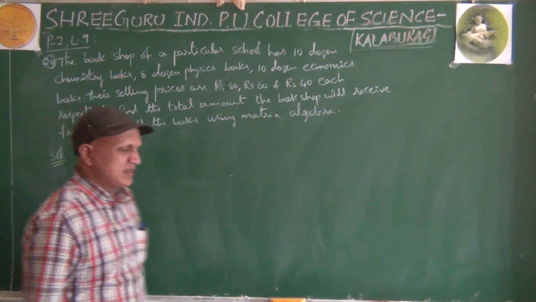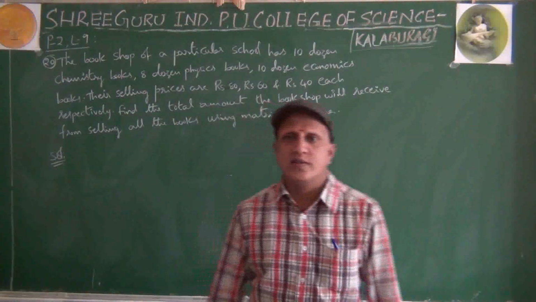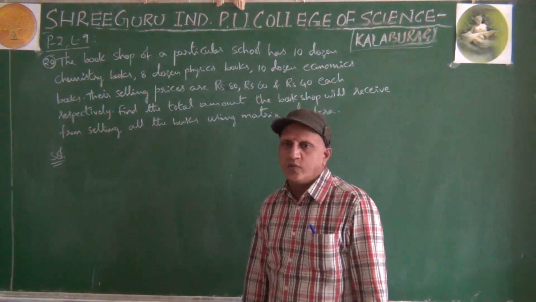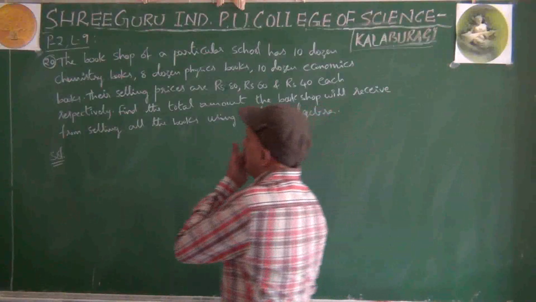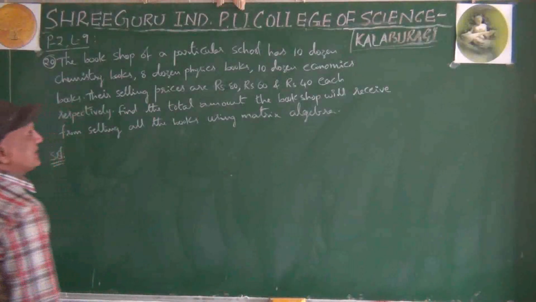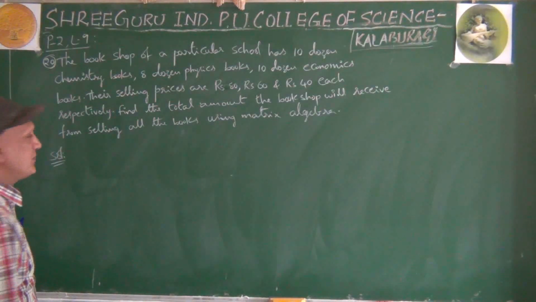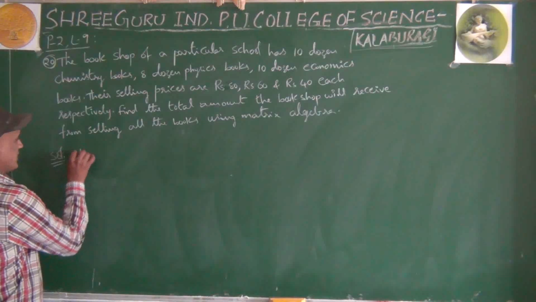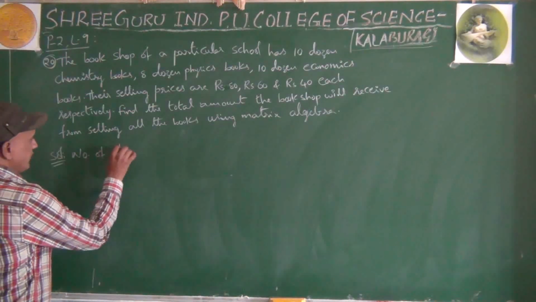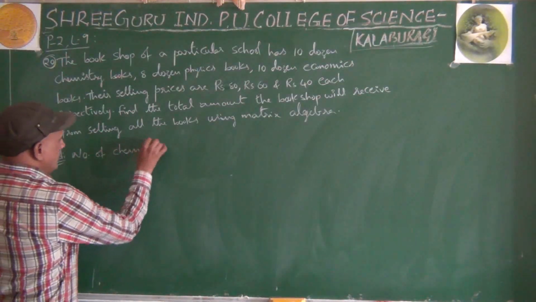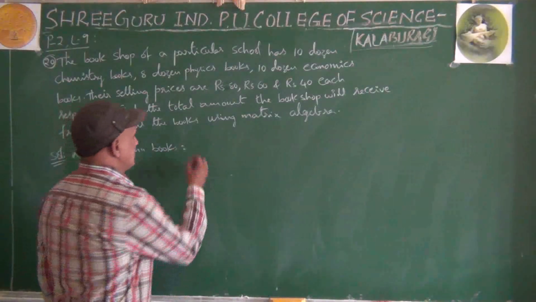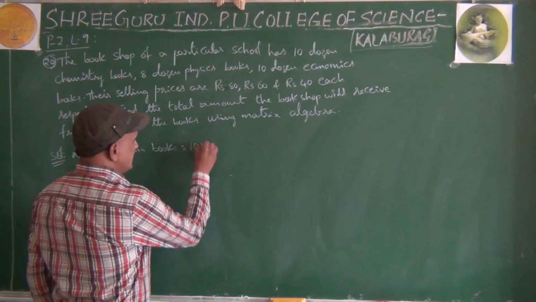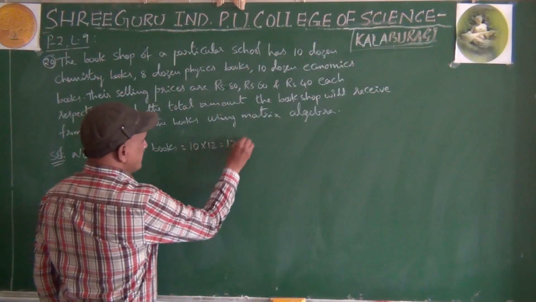In the last class, there was a 30,000 rupees amount that we had to invest in 2 different bonds. That question was there. Same type of working this also. The bookshop of a particular school has 10 dozen chemistry books. Number of chemistry books, 10 dozen. Dozen means 12, 10 dozen means 10 into 12, 120.